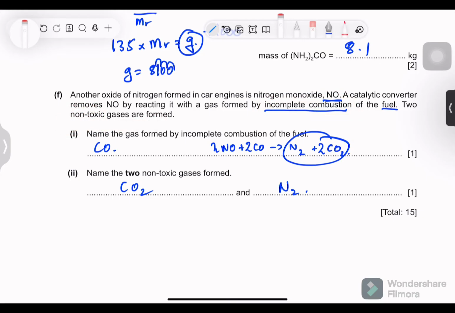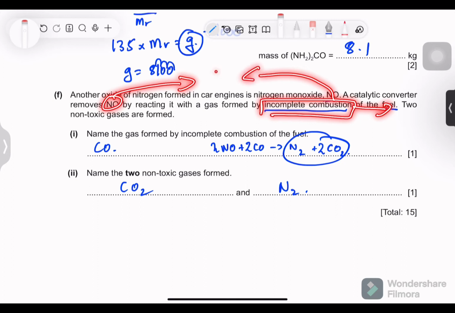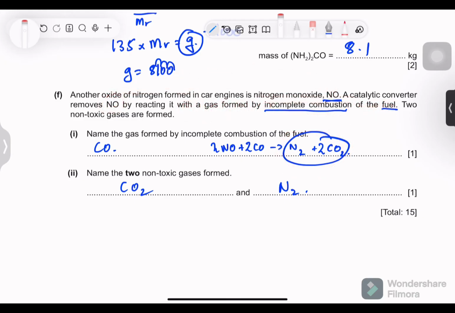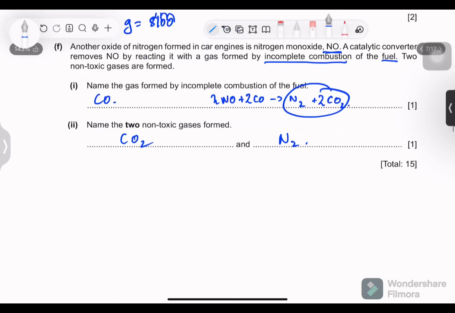Let me go through it again. An oxide of nitrogen, nitrogen monoxide, is formed. We react it with a gas which is formed by incomplete combustion of the fuel. Because the fuel is an organic compound, whenever organic compounds undergo incomplete combustion, a gas named carbon monoxide is produced, and NO is reacted with this gas to form these two products which are not toxic. So this was the case.